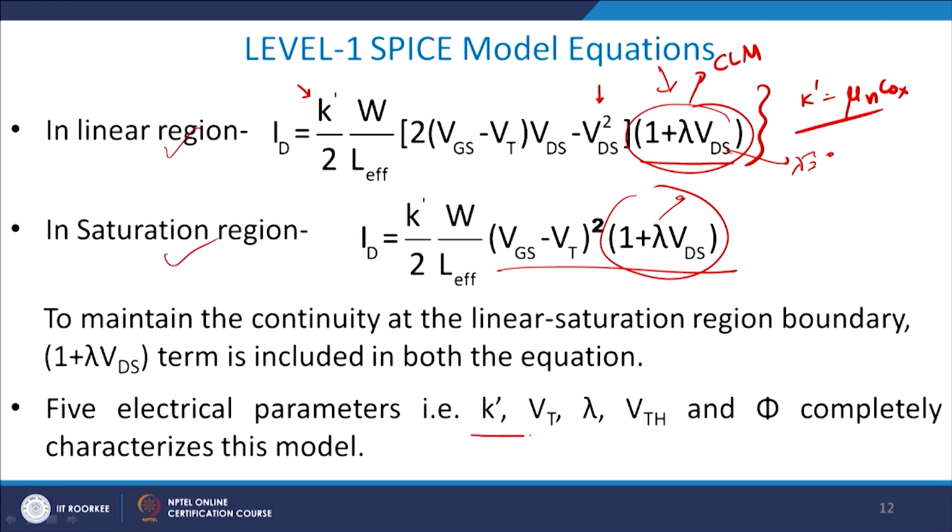So, we have 5 electrical characteristics and this completely characterizes the model. If I give you the values of K prime, Vt, lambda, gamma and phi, you will automatically be able to formulate this level 1 SPICE model in a much better manner, right.